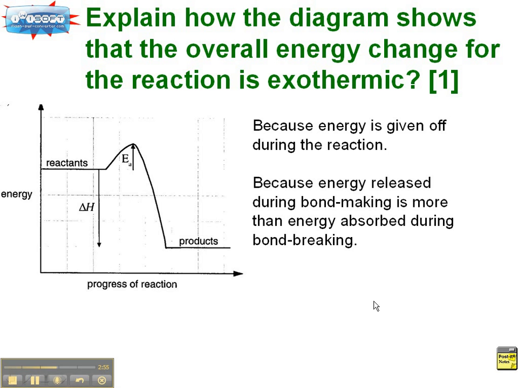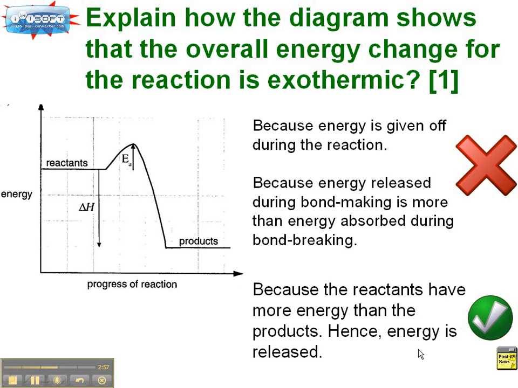So only from this diagram. So how? You have to mention the energy level of the reactants, because the reactants have more energy, higher energy level than the products, hence energy is released. Okay, there is nothing wrong with these two answers, just that you are not answering the question. The question say explain how the diagram shows. Okay, so how the diagram shows. From this diagram you can tell the energy level of the reactants and the products, and from there you can tell that it is exothermic.